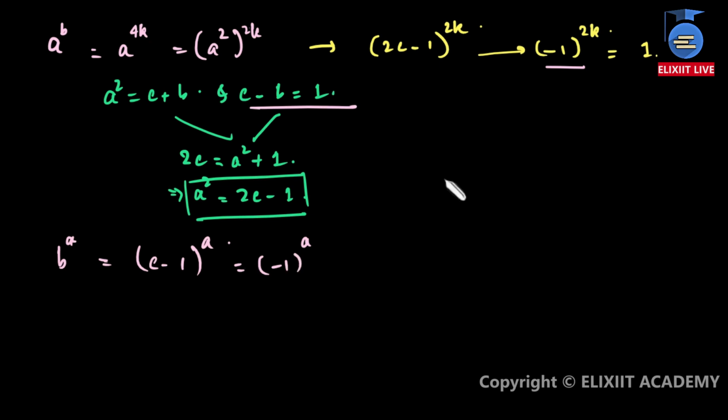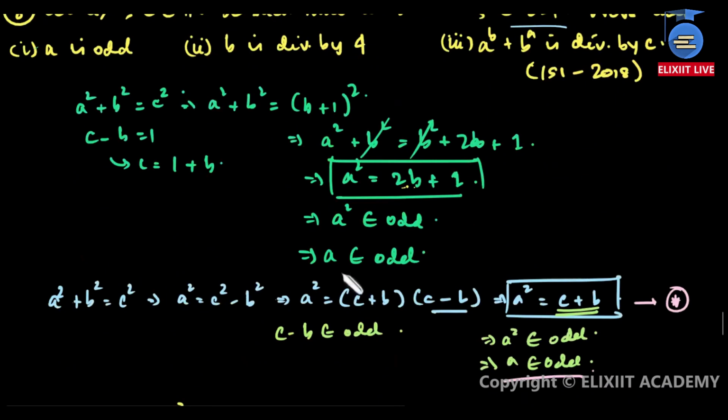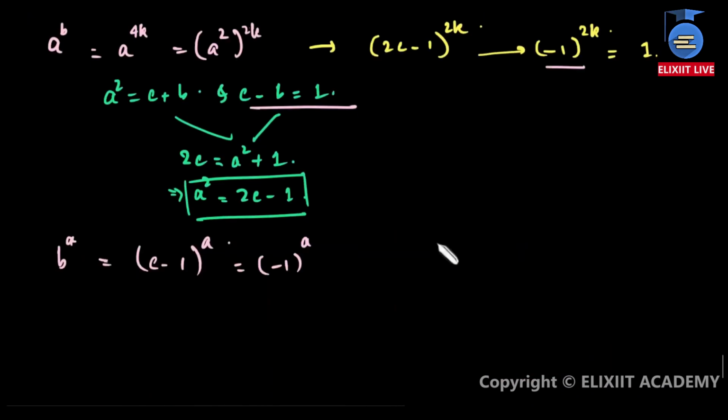Now in this case, a problem will occur. Is a odd or even? Definitely odd. We have proved this already. a is odd. We have proved this in the first part only. a is odd. So using this only we can say that this is equal to minus 1 only.